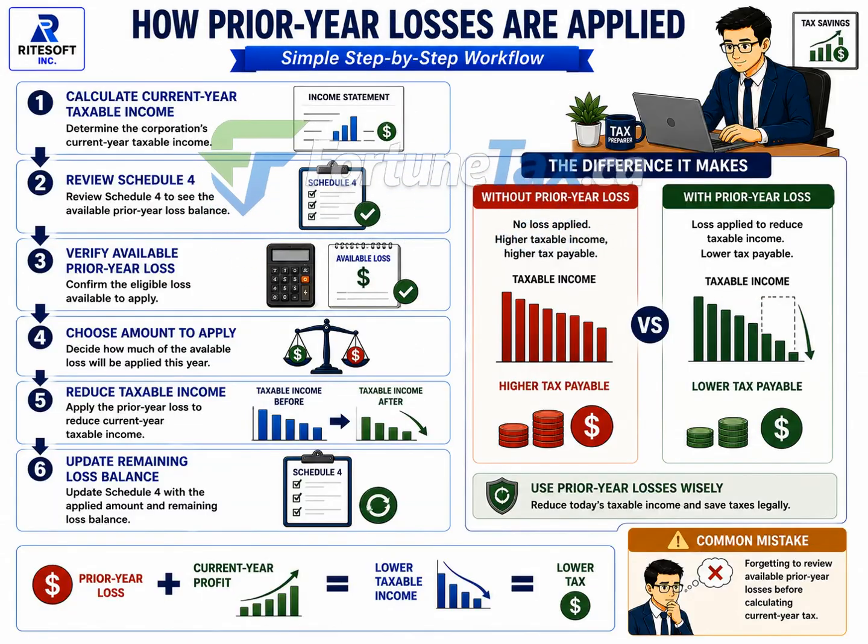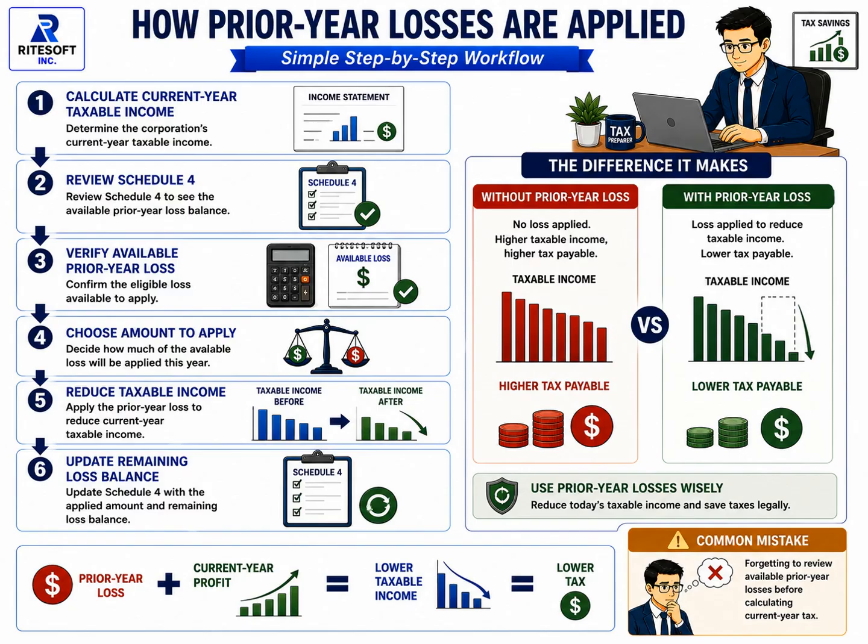The process of applying prior year losses to the current year's profit follows a logical sequence. Once you understand these steps, you'll see why reviewing Schedule 4 is such an important part of preparing a corporate tax return. The first step is to calculate the corporation's current year taxable income. Before any prior year losses are applied, you need to know how much taxable income the corporation has earned during the current taxation year. Next, review Schedule 4.